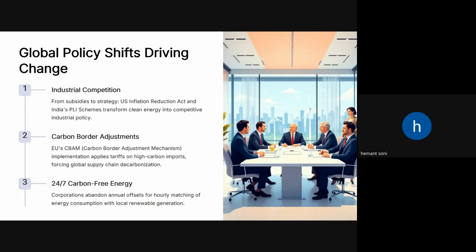Similarly, European Union's carbon border adjustment mechanism, CBAM, implementation applies tariffs on high carbon imports, forcing global supply chain decarbonization. Then 24/7 carbon-free energy. Actually, the target is that we should be able to not require the carbon sink. So basically, we want the corporations to abandon annual offsets for hourly matching of energy consumption with local renewable generation.